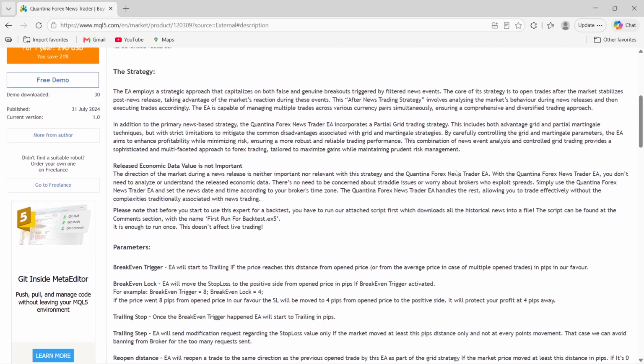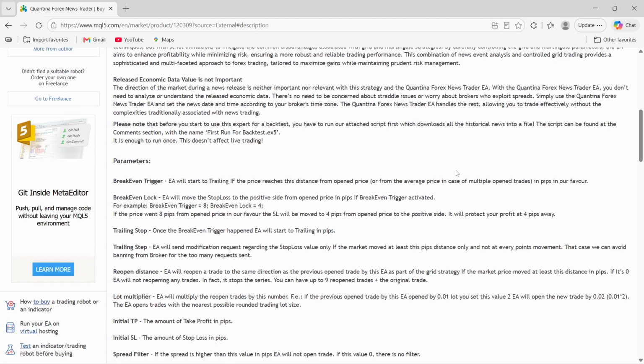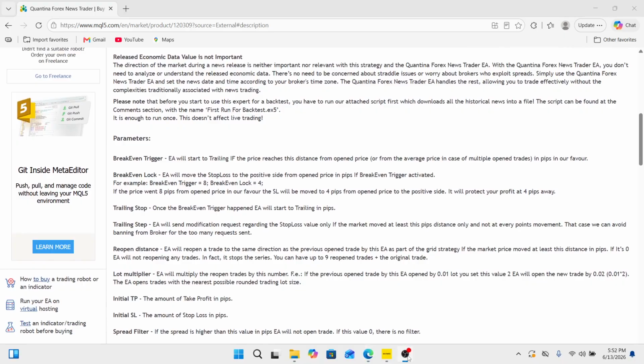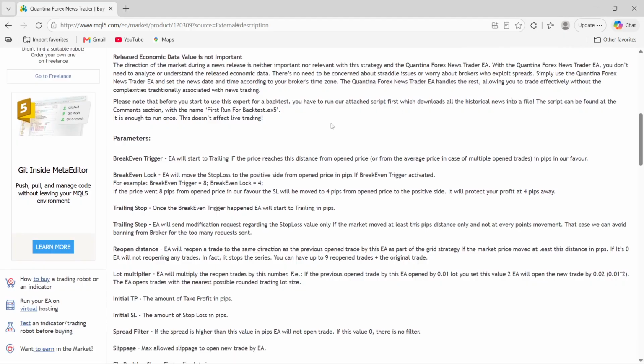Alright, so you can see basically how it's marketed on the site. Then we have some of the settings here. Let's take a look at a few of the settings. We have the break-even trigger, or the parameters rather, the break-even trigger. It will start to trail if the price reaches this distance from open price. We have the break-even lock as well.